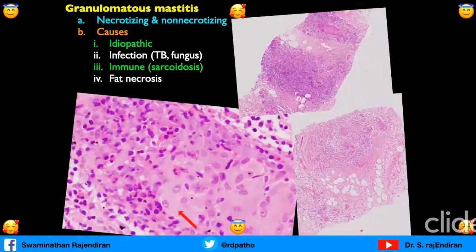Granulomatous mastitis, you all know, necrotizing and non-necrotizing, that is the major classification. Whenever it is necrotizing, it is mainly infection, for example TB or fungus. Whenever it is a non-necrotizing granuloma, it is immune mediated, like sarcoidosis. And as I told before, even fat necrosis can produce some giant cell reactions.